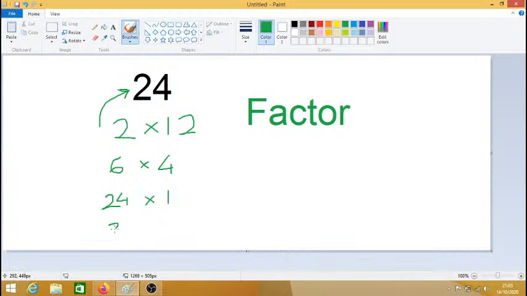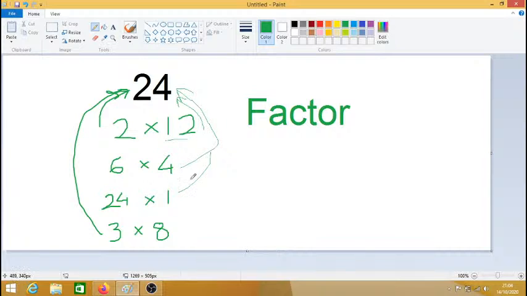And there's others, 3 is a factor of 24. 3 can make 24 because 3 times 8 is 24. And then if I rewrite these the other way around, then 12 can make 24 because 12 times 2. So 4 and 12 and 1, these are all factors of 24. It's a number that can make the number in question. The factors can make that number.